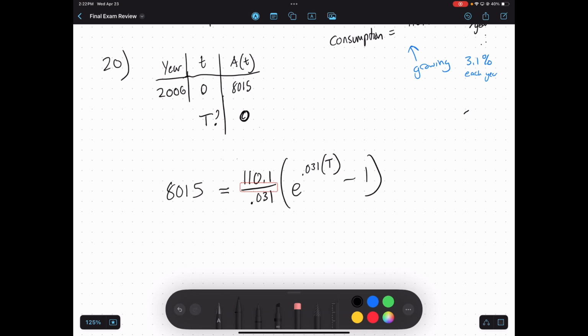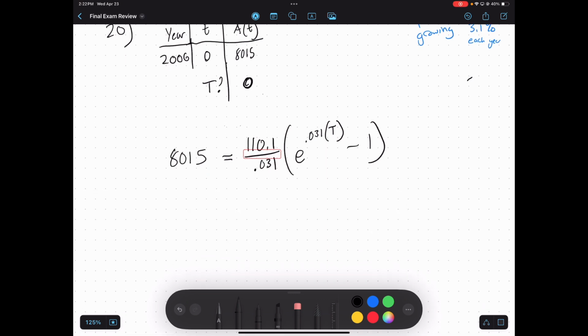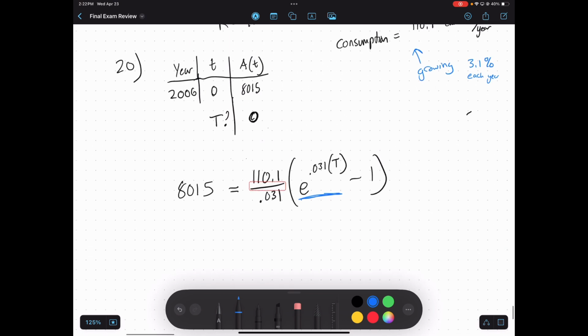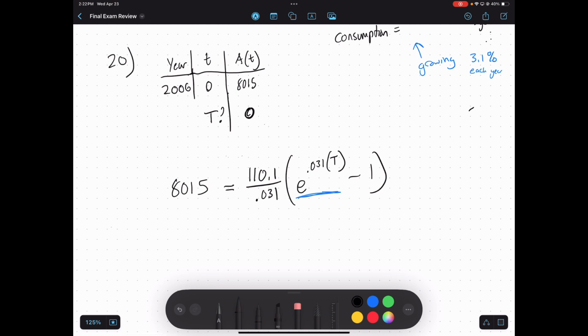Okay. And so then I would just solve this. How do I solve something when t is in the exponent? There's some stuff I can do first, right? I can go ahead and divide these, and then divide that over. Then I would use a natural log to get rid of this e. Right. So just a little reminder there. Use a natural log to get rid of that e. Whew. Okay. Got that one over with.